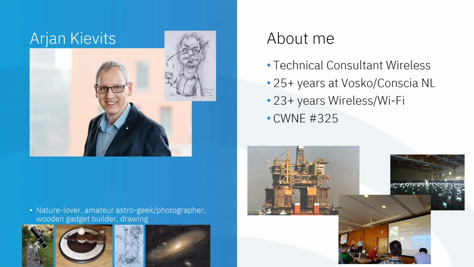I'm CWNE number 325, which is kind of cool. Easy to remember as well. 3 plus 2 is 5, so that helps. And besides my work and interest in Wi-Fi, I'm also a real nature lover. I love to go hiking. I'm an amateur astro geek and astrophotographer. Do some drawing every now and then and build some wooden gadgets as well. So that's basically me. Not that interesting, but then you know who's talking to you.